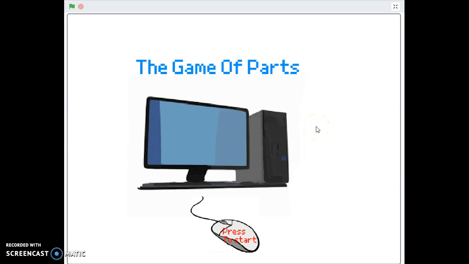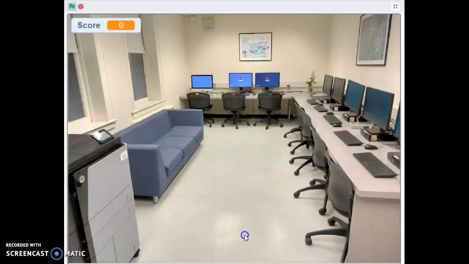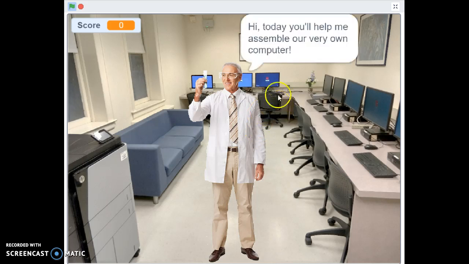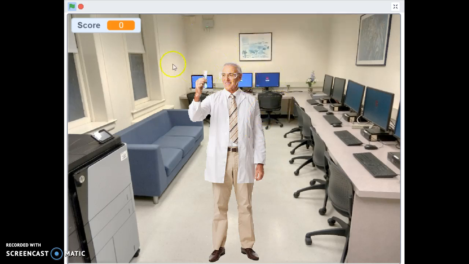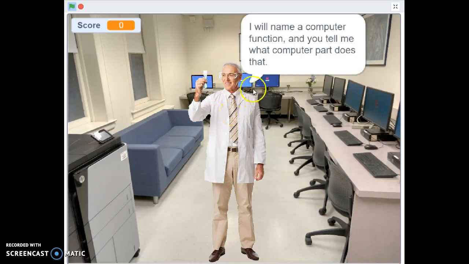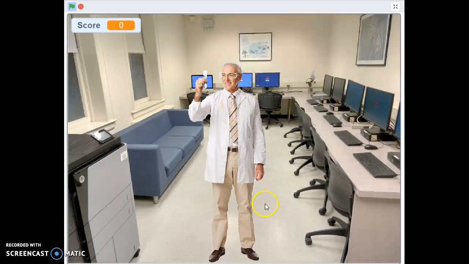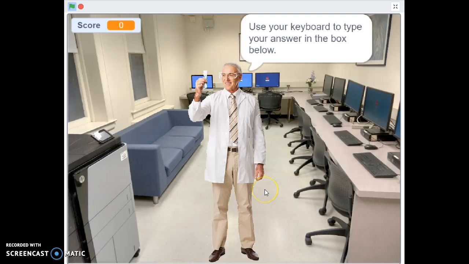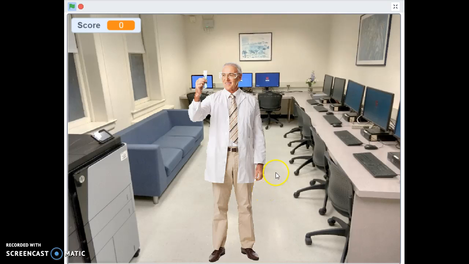This is my game. It's called The Game of Parts. It starts out, the main sprite is a scientist, and you have a score, and then he gives you instructions on how to play and how you need to answer questions. You have to type your answer in the box.